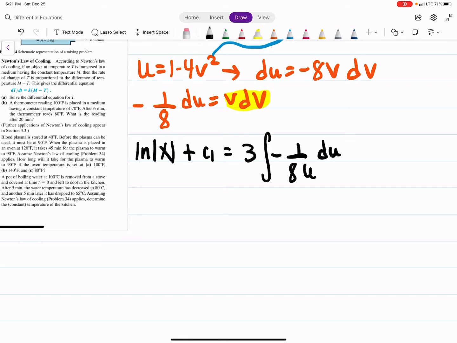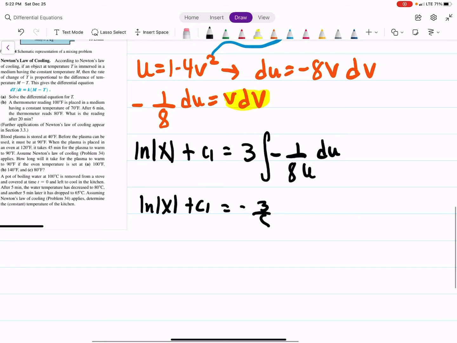Okay, so we have the natural log of x plus some constant equals, and now we're going to go ahead and do this integral. Again, I can factor out the negative 3/8. And again, we're going to get the natural log of the absolute value of u, plus a constant called C2. Okay. All right, so we have the natural log of x. I'm going to move over the other log.